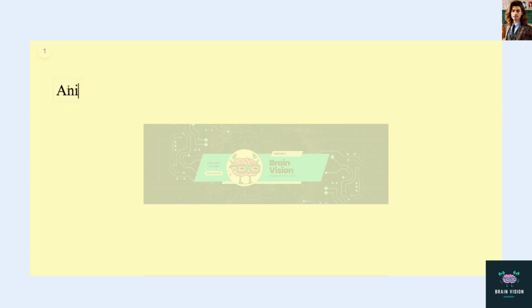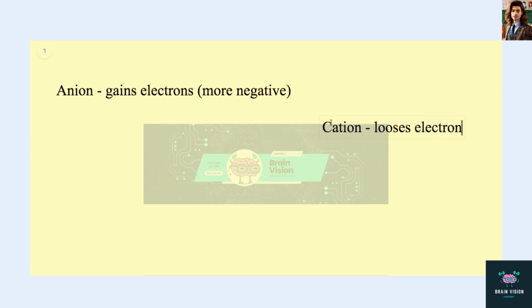An anion is something that gains electrons. When something gains electrons, it becomes more negative. It often has a negative charge. If you think about a cation, it is the opposite. It is something that loses electrons, and it becomes more positive.